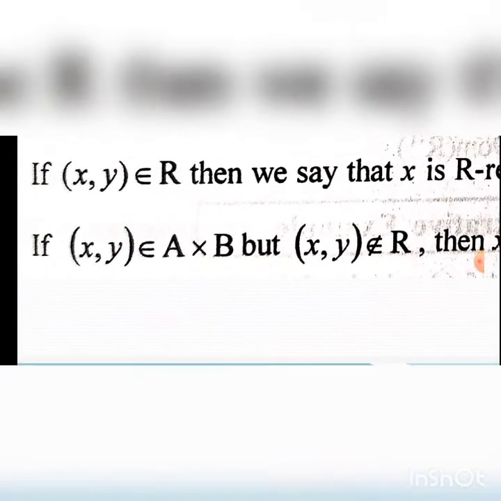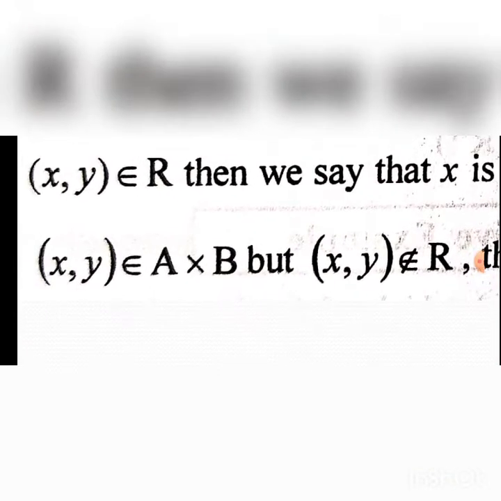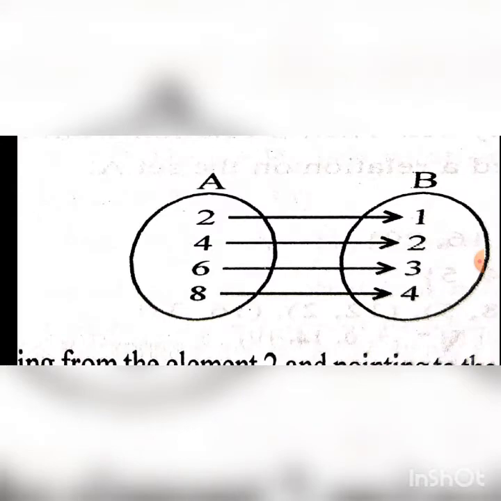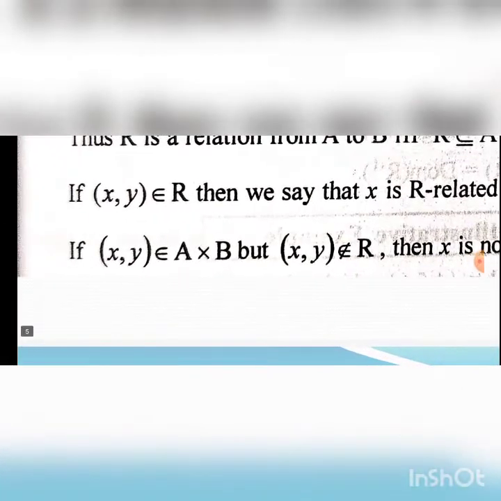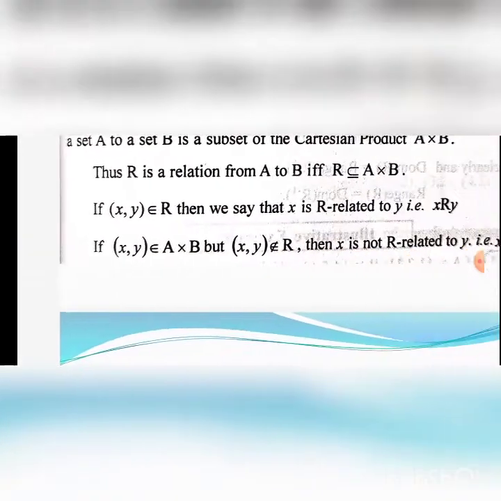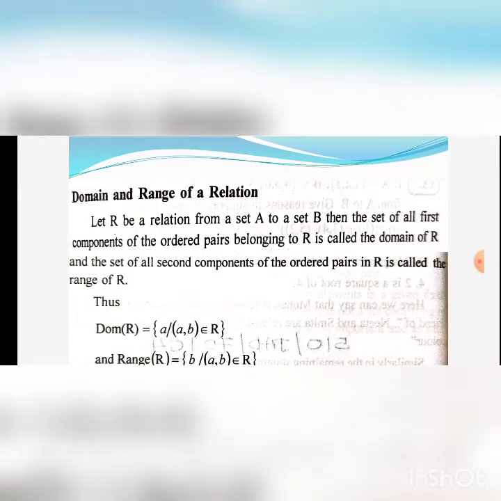What is meant by this sentence? (X, Y) belongs to A cross B but (X, Y) does not belong to R means there is no relation between X and Y, like this diagram. You can see here there is a relation between 2 and 1, 4 and 2, 6 and 3, and 8 and 4. But this sentence means there are also elements where a relation is not established. See the next point, domain and range of a relation.